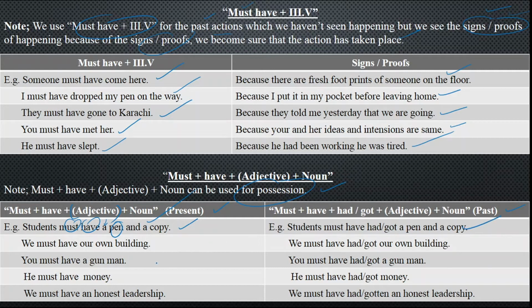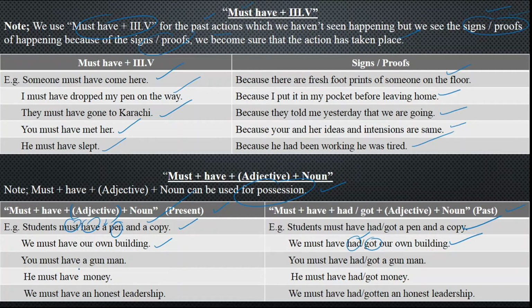We must have our own building. We must have had or got our own building. So had, you can also use, got you can also use, it is your choice. We must have had our own pen, or we must have gotten or got our own building.